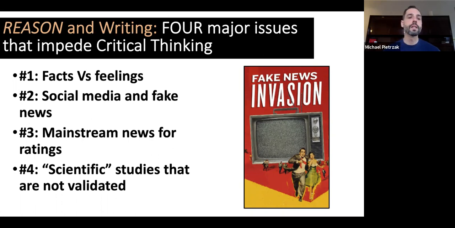So let's look at a few factors that might hurt critical thinking. Facts versus feelings, social media and fake news, mainstream news for ratings, and then scientific studies that are not validated. Remember the quotation mark lesson that we did? I'm using that intentionally here to suggest that they're not so scientific.